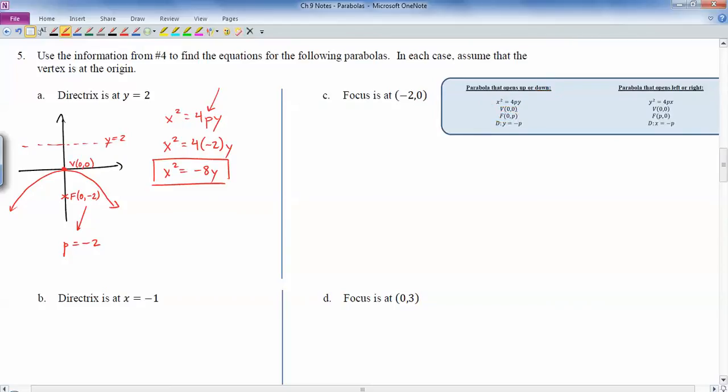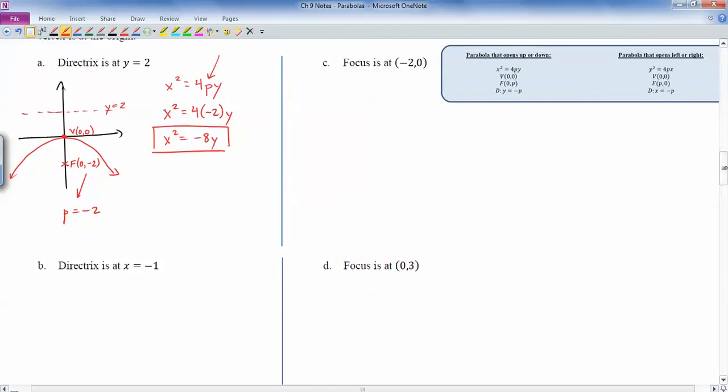All right, let's try b. Directrix is x equals negative 1. So we'll draw a sketch for it. Directrix at negative 1. That's a vertical line over here. x equals negative 1. The vertex is still 0, 0. They're all going to be 0, 0. And that means that from here to here is the same distance as from here to the focus. The focus right there is going to be 1, 0. And the parabola would open like this.